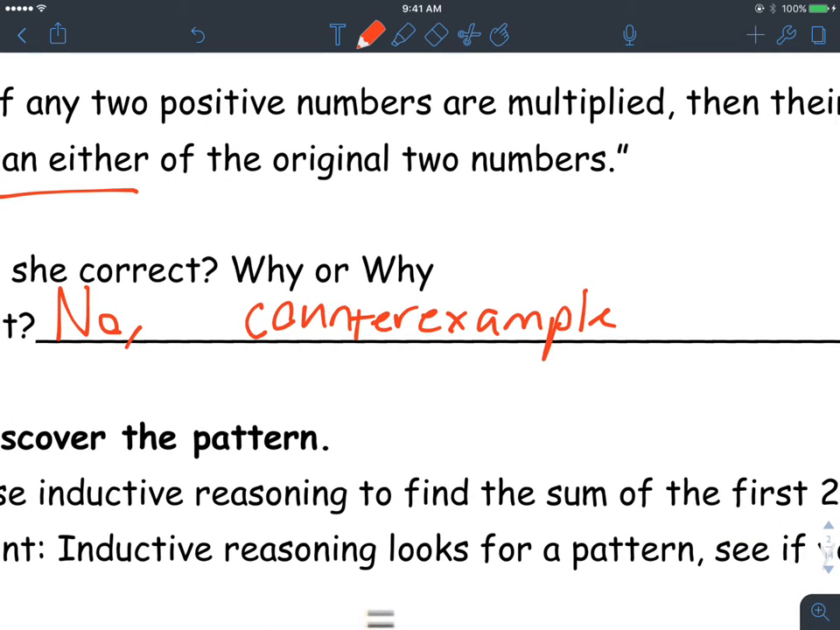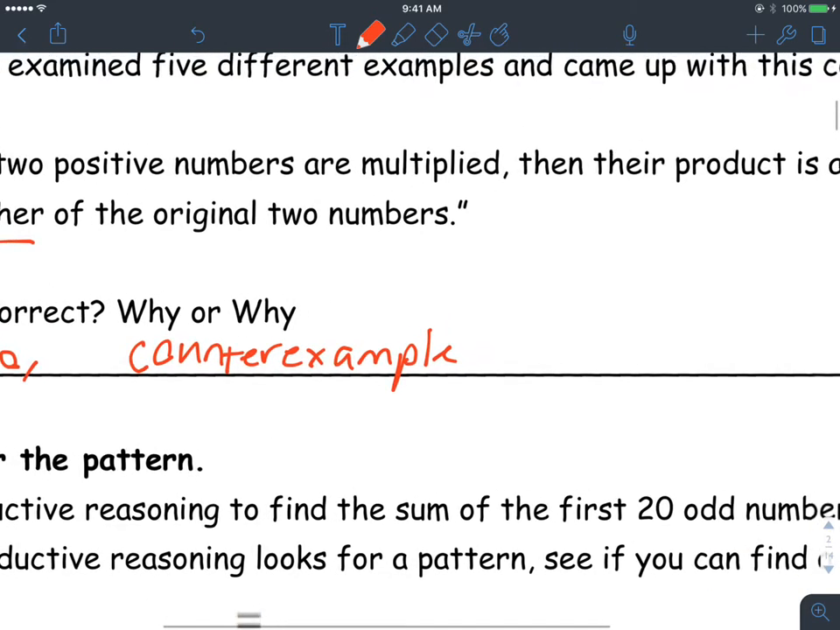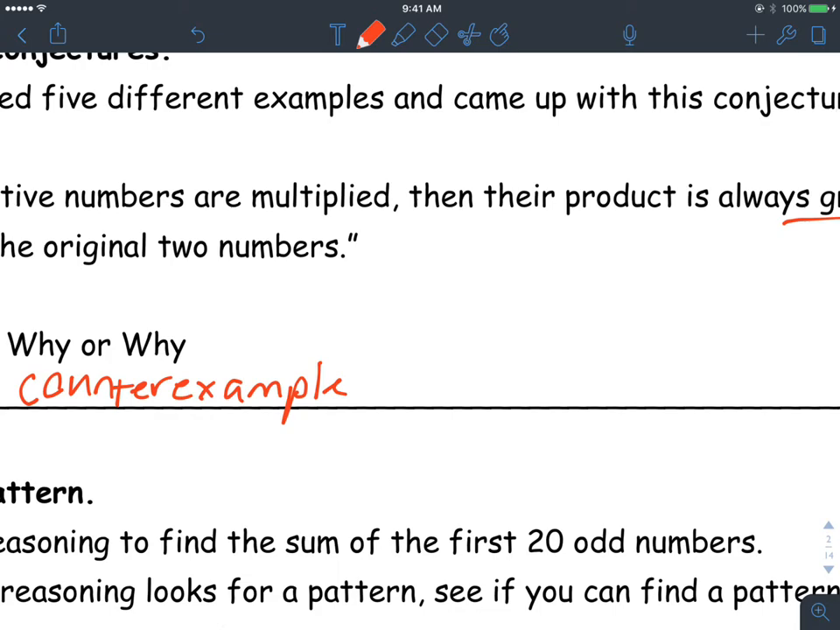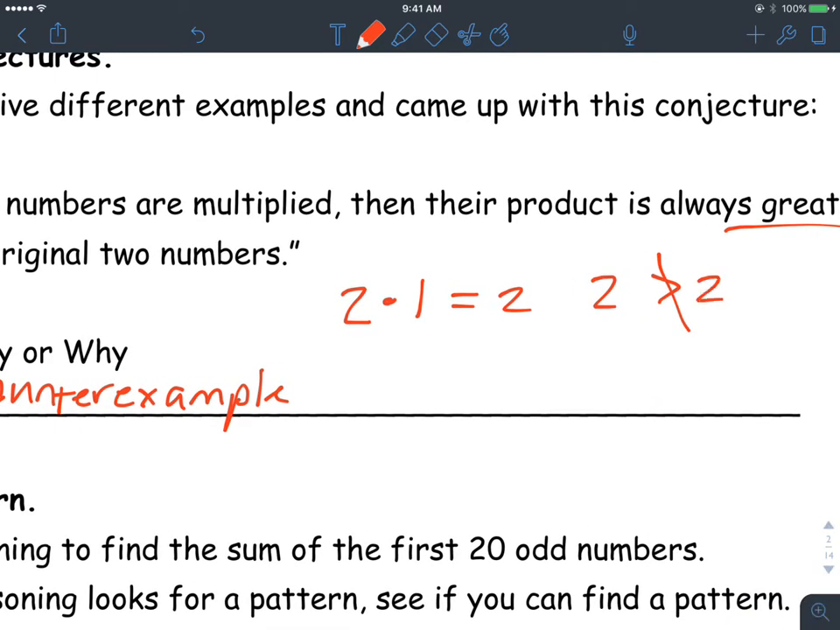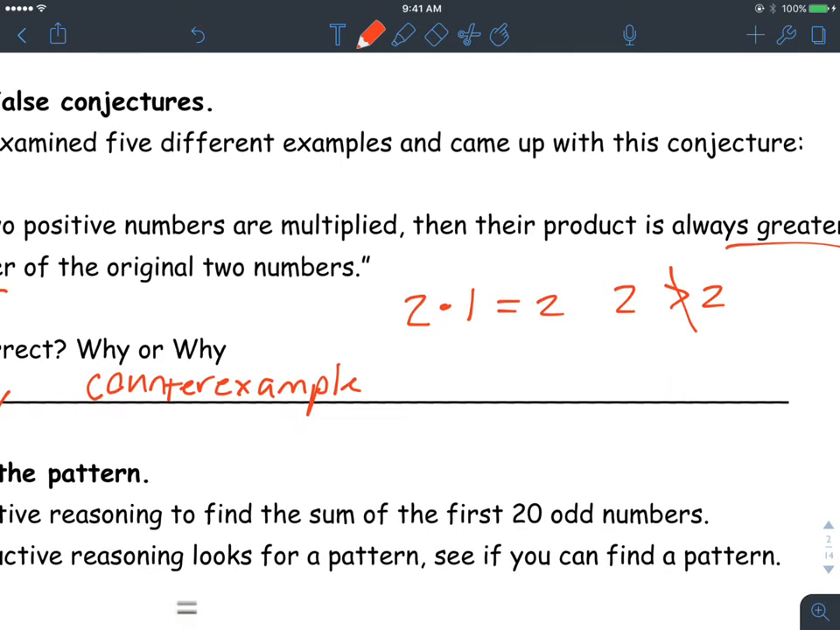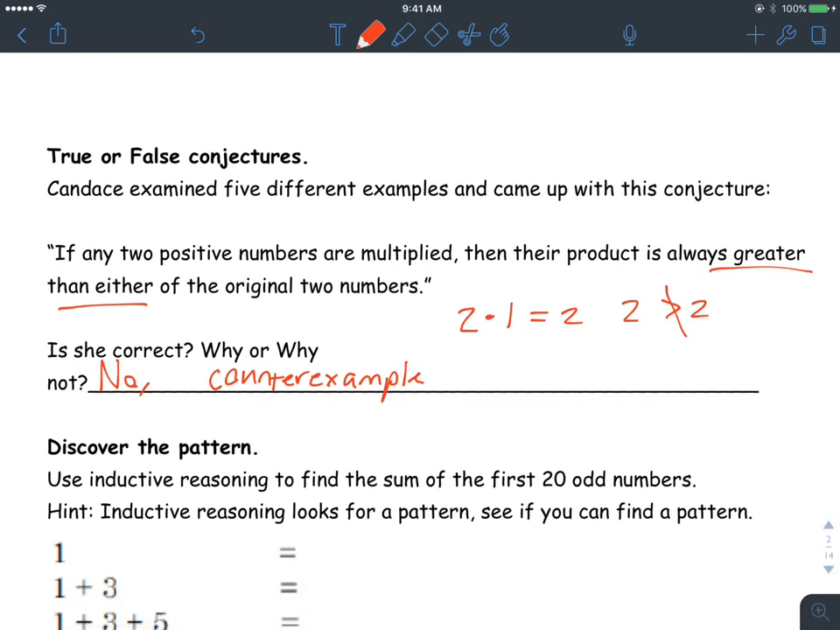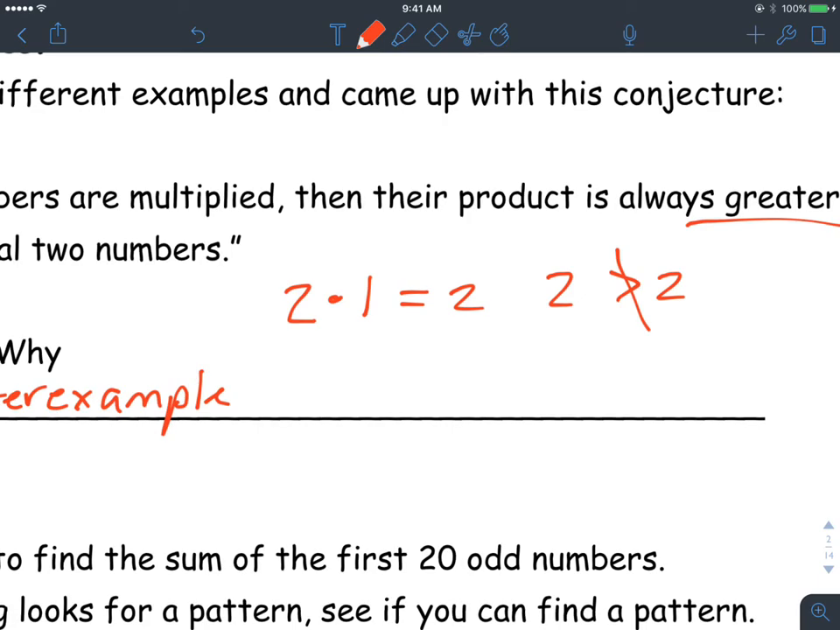A counterexample. So I need two numbers that are multiplied, and then their product is not greater than either of the original two numbers. There's many different ones here. There's not usually only one. So I'll write down a few here. You got 2 times 1. Those are both positive numbers. When I multiply them together, that gets you 2. 2 is not greater than 2, so I'm going to put a little line through that, because it's saying that it's always greater than either of the two numbers. 2 is not greater than 2, so that would be a counterexample.